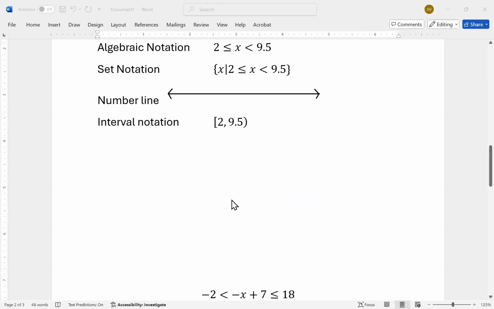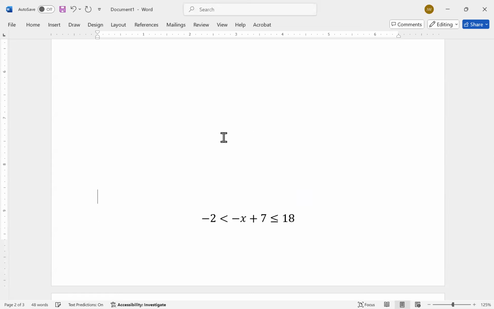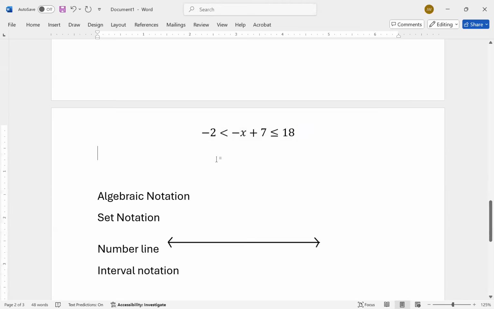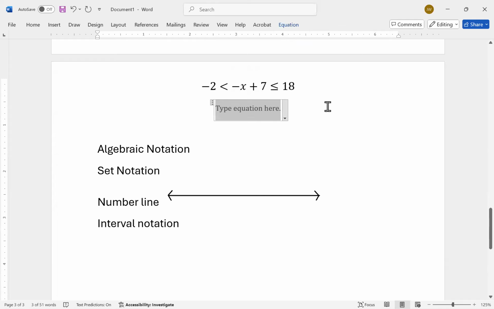Let me erase that number line and move on to do the next problem. The next problem is very similar. We need to isolate X in the middle. In this case, I would subtract 7 from all three sides. Subtracting 7 does not change the direction of any of the signs, excuse me.